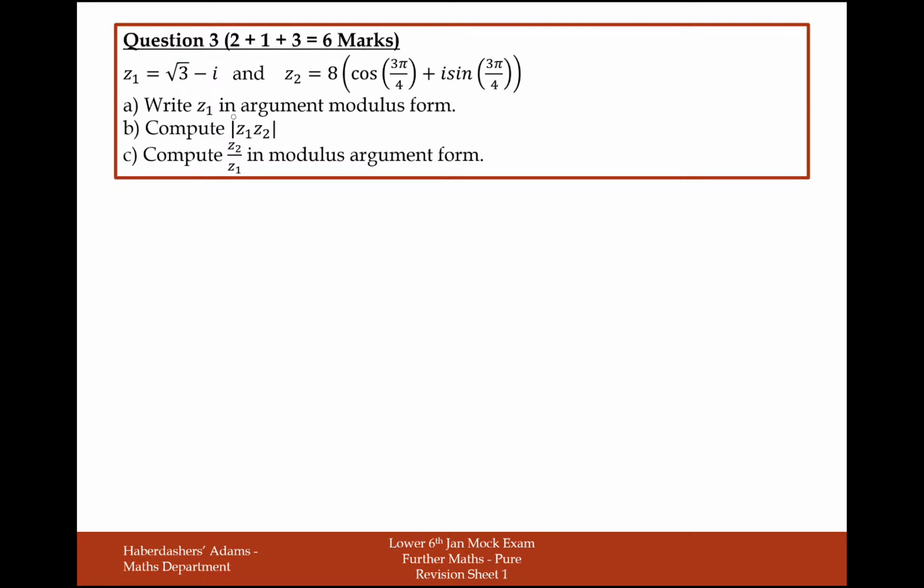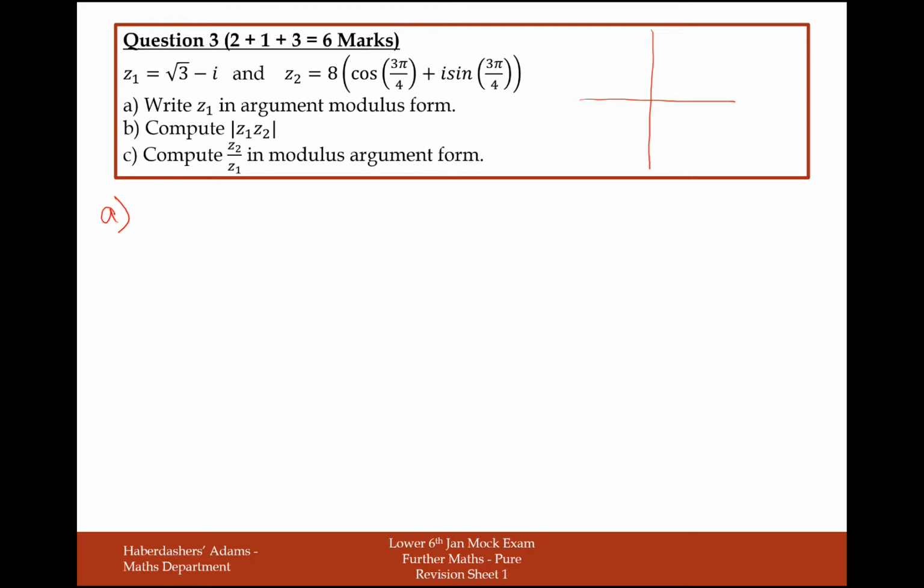So it asks for us to write z1 in argument modulus form, just like z2 is. So we have first got to find the argument and then the modulus, and then we'll write it in argument modulus form. Let's start with the modulus. It's ever so slightly easier in my opinion.